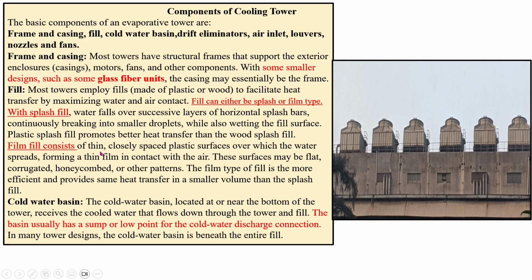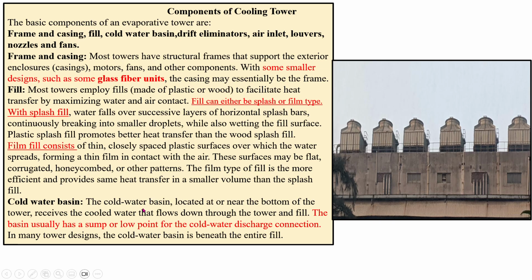Then film fill consists of thin, closely spaced plastic surfaces over which the water spreads, forming a thin film in contact with the air. These surfaces may be flat, corrugated, honeycomb, or other patterns. Film type fill is more efficient and provides the same heat transfer in a smaller volume than splash fill, because film fills are more compact, so the area is more, and compared to splash fill more heat transfer takes place.